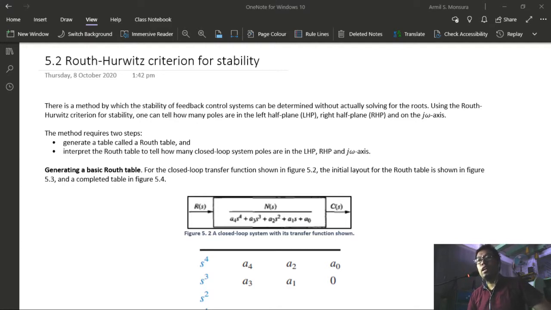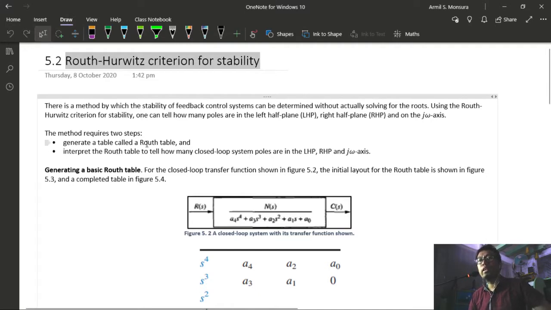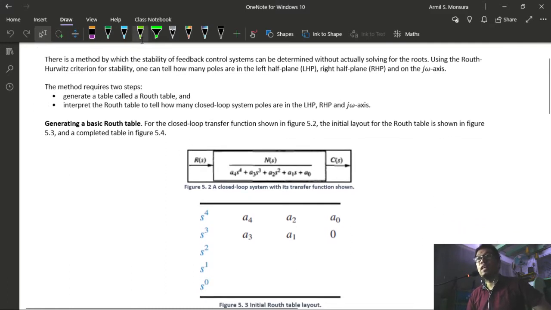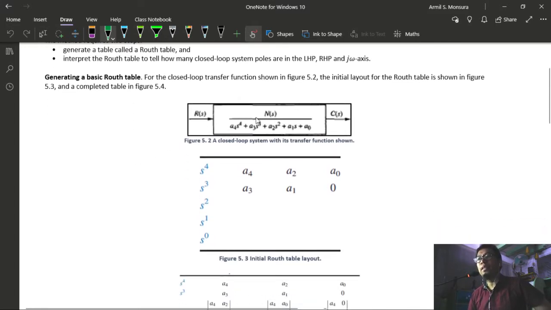Okay, now the method of the Routh-Hurwitz criterion requires two steps. Okay, so number one, we need to generate a table called the Routh table. Okay, and number two, interpret the Routh table to tell how many closed loop poles are in the left half plane, the right half plane, and on the j omega axis. Okay, so paano ba tayo mag-generate ng Routh table? Okay, so for a closed loop transfer function na binigay sa atin dito, for example, sa figure 5.2, ito yung magiging Routh table niya.